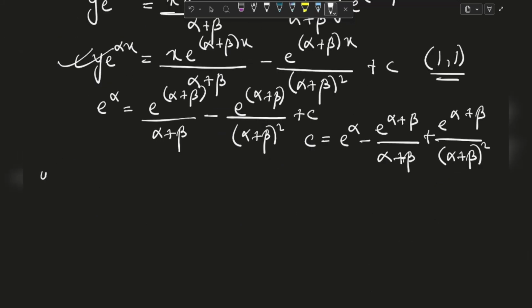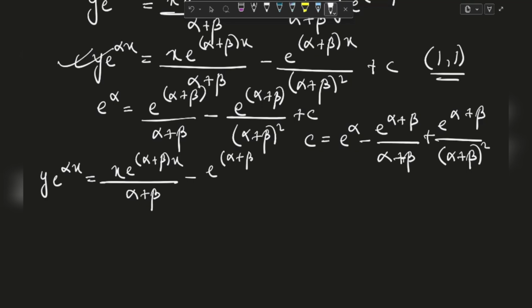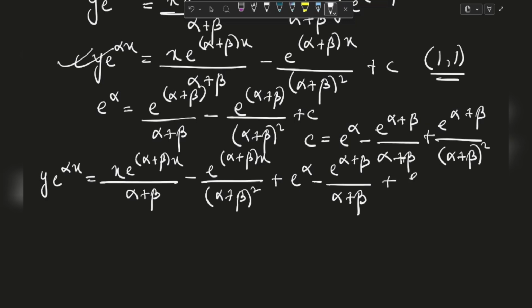So finally our equation becomes y e^(αx) equal to x e^((α+β)x) divided by (α+β) minus e^((α+β)x) divided by (α+β) whole square plus e^α minus e^(α+β) by (α+β) plus e^(α+β) whole divided by (α+β) whole square. So you can see this is a very big expression. Anyways, this will shorten just in a while.